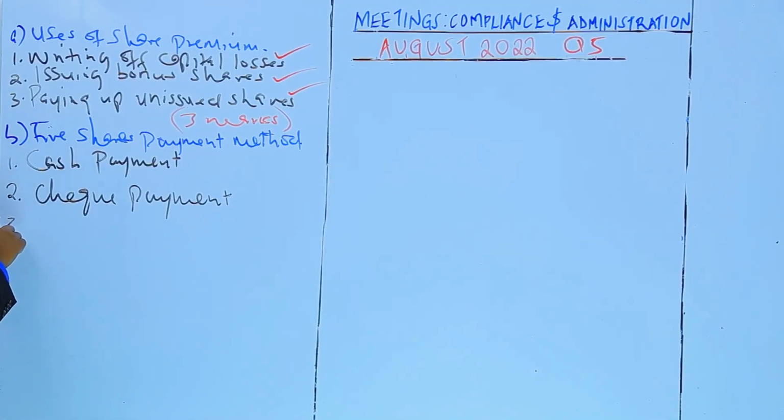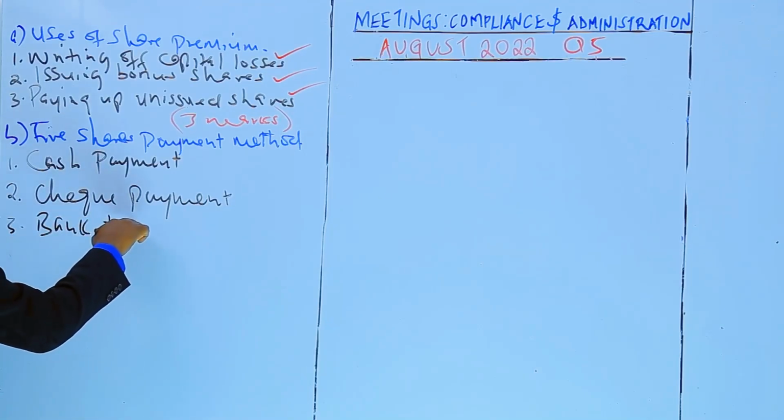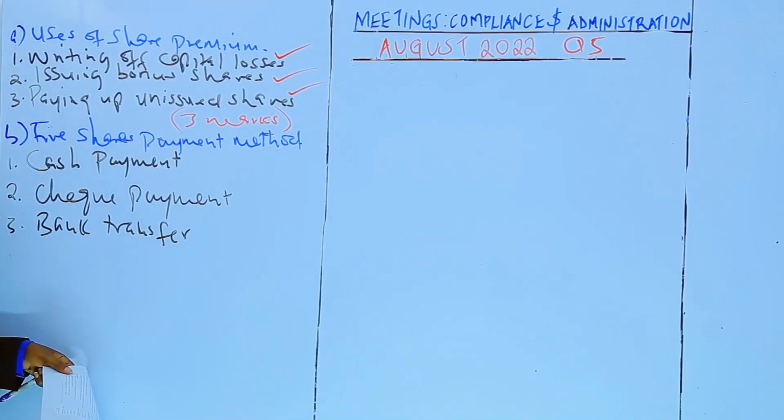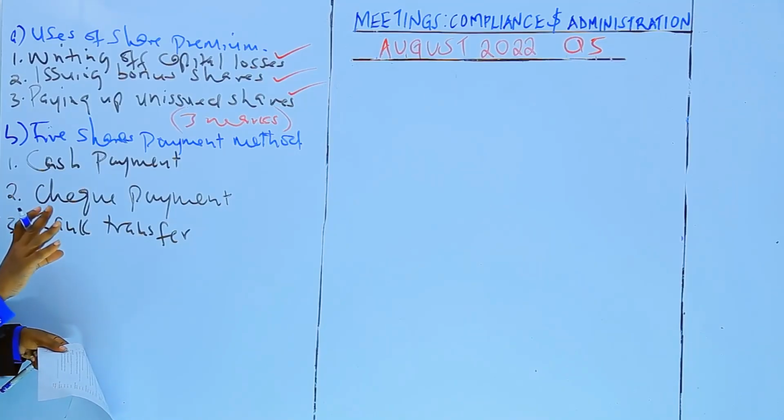Bank transfer. Shareholders can transfer funds directly from their bank accounts to the company's bank account using electronic bank transfer methods such as online banking or even wire transfer.